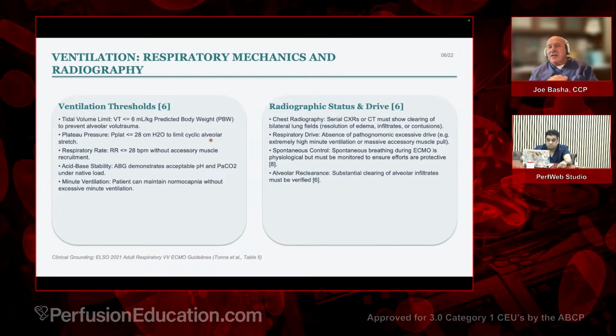Spontaneous breathing during ECMO is physiological, but must be monitored. Short efforts are protective. So you want people to even breathe normally while they're on ECMO. We can do that. We do that a lot. We take these patients and walk them around.